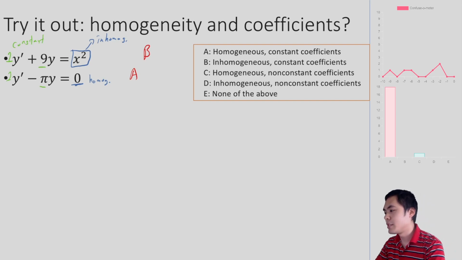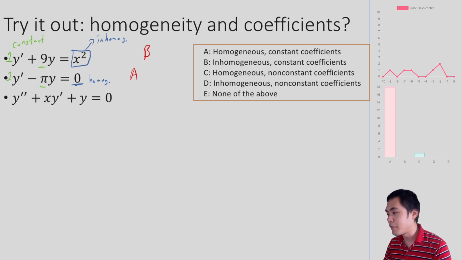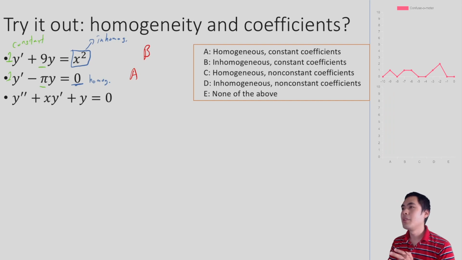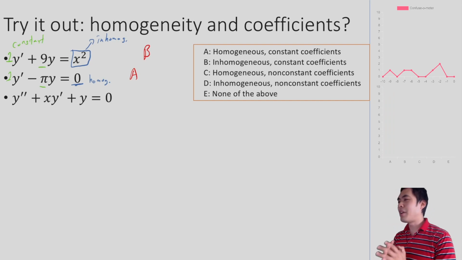Okay, good. So you guys seem to have the hang of it. Let's do a bunch more, and I'll do these a little bit faster. So what is this one? Y double prime? Oh, yeah, sorry. Y double prime plus xy prime plus y is equal to 0.